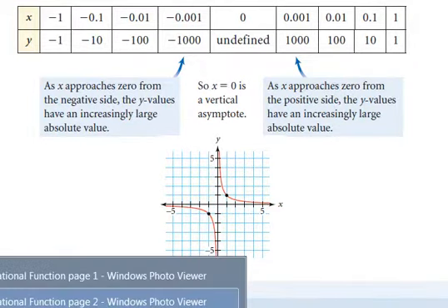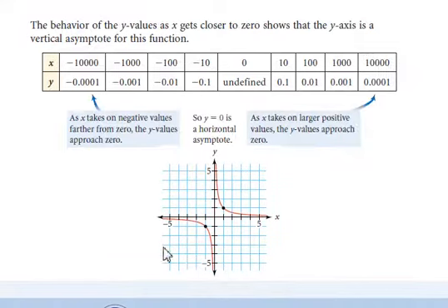Likewise, if we look at moving away from the y-axis, as x gets very large or very small, these numbers as your denominator make y do the opposite. So as x gets really big, y gets closer and closer to 0. And it's all because of that property of rational functions, 1 over x.